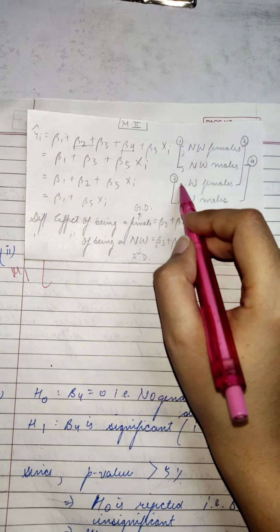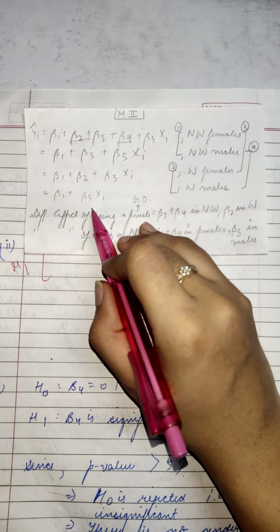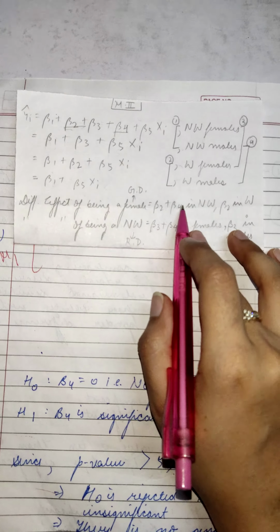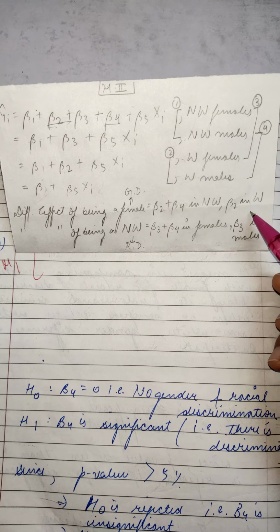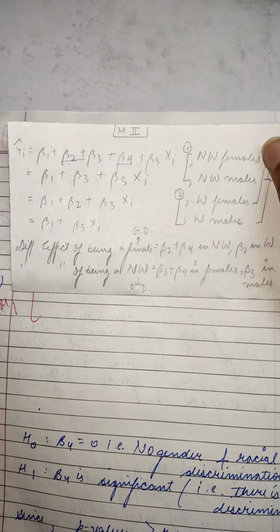And let's now look for whites. So the differential effect of being a female for whites is beta 2. So clearly there's a difference. For non-whites it is beta 2 plus beta 4, whereas for whites it is beta 2. Then the differential effect of being a non-white.